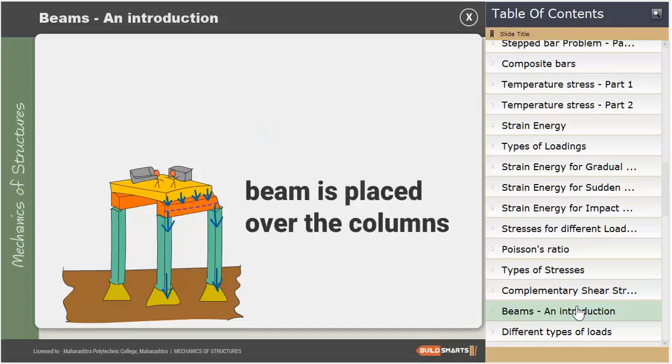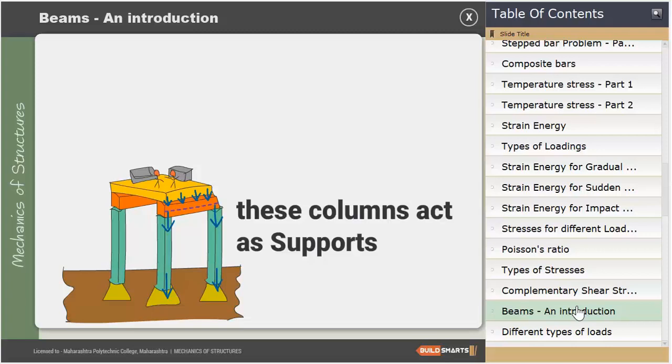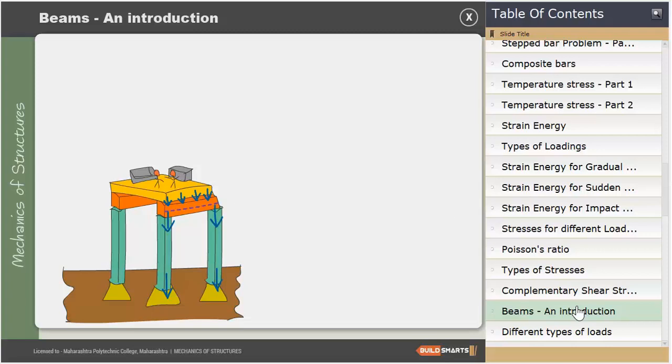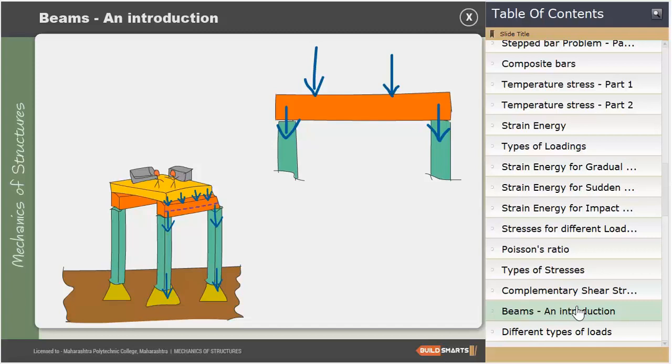The beam is placed over the columns. These columns act as supports. As the beam transfers its loads onto the supports, the supports in turn offer opposite forces, called reactions.